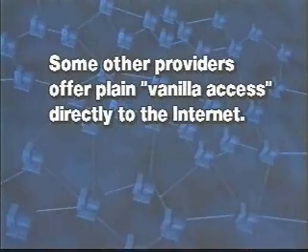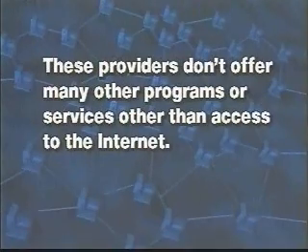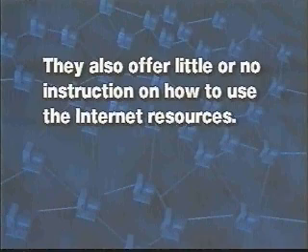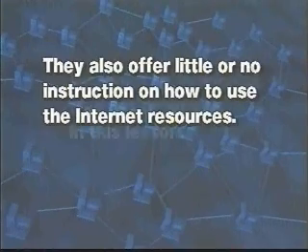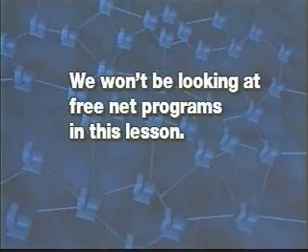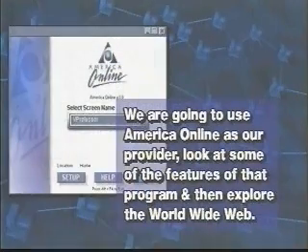Some other providers offer plain vanilla access directly to the internet. These providers don't offer many other programs or services other than access to the internet. They also offer little or no instruction on how to use the internet resources. We'll also look at some of these services later in this lesson. There are other ways to get to the internet using freenet programs, but we won't be looking at them in this lesson. Again, we are going to use AOL as our provider, look at some of the features of that program, and then explore the World Wide Web.